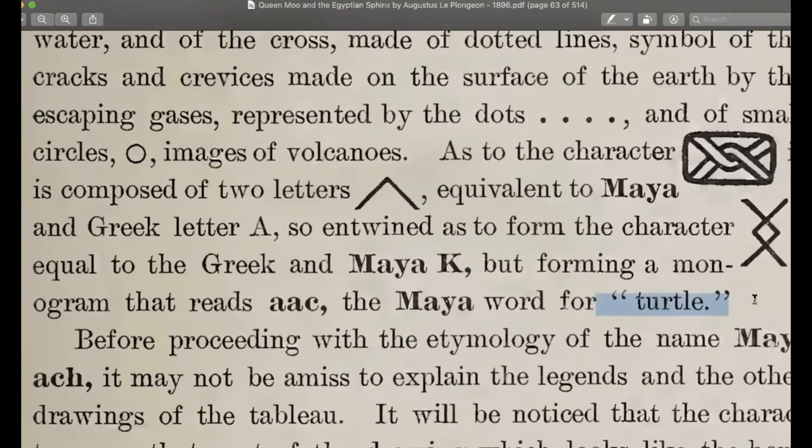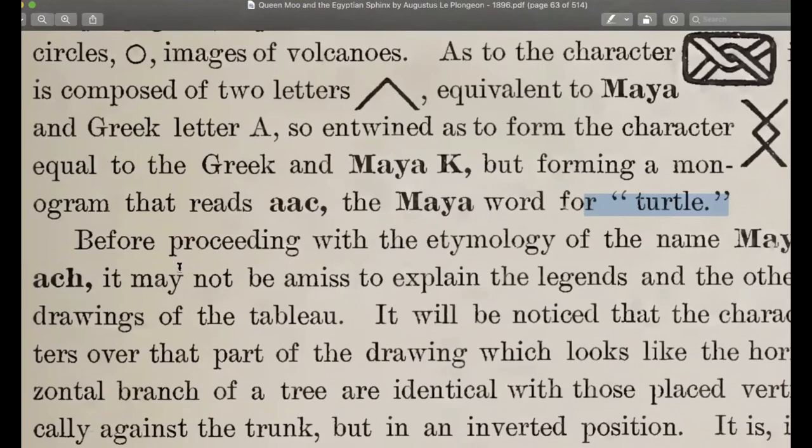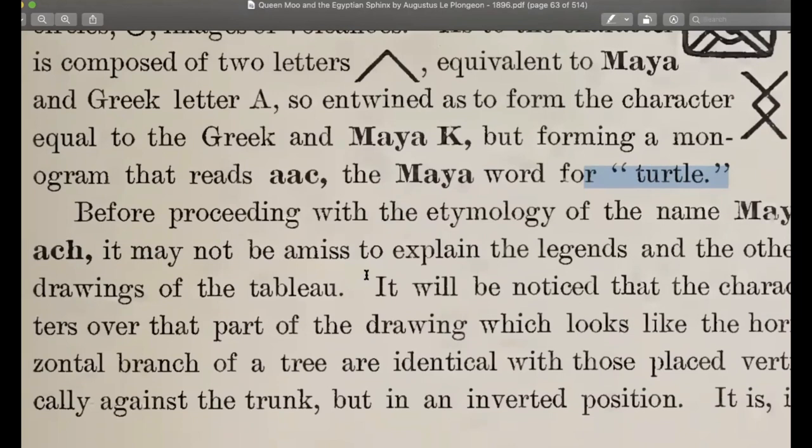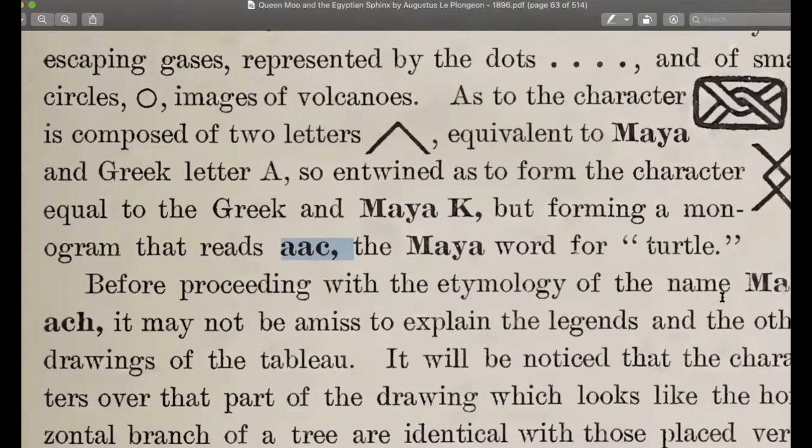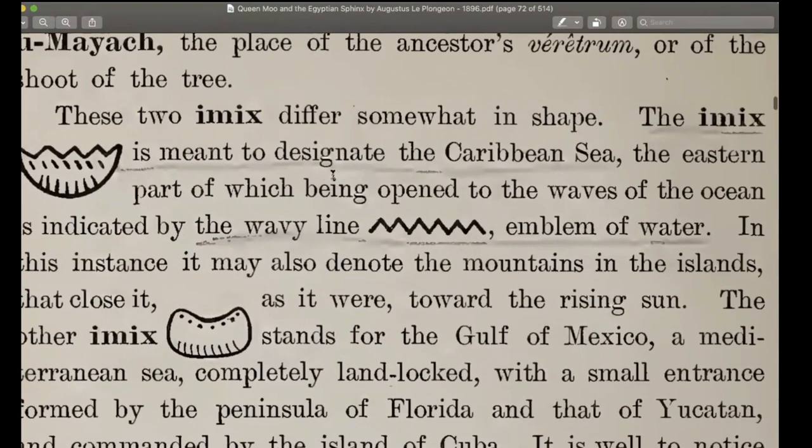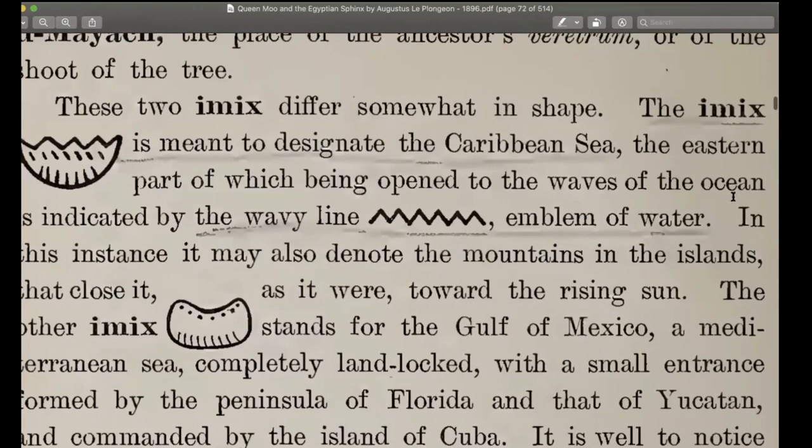Before proceeding with the etymology of the name Mayak, it may not be amiss. All right, so check it out. So we got Maya and Ak, Mayak. So, wow, the waters and the turtle that came out of it, Ma, waters, the turtle. Wow. These two emics differ somewhat in shape. The emics is meant to designate the Caribbean Sea, the eastern part of which, being opened to the waves of the ocean, is indicated by the wavy line, emblem of water.